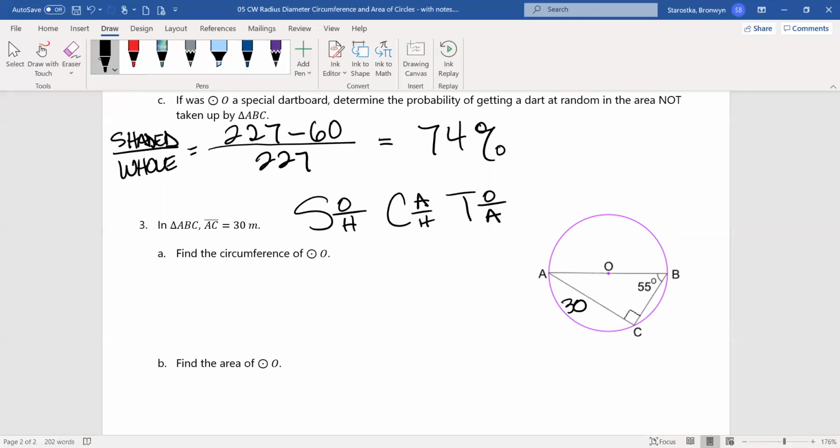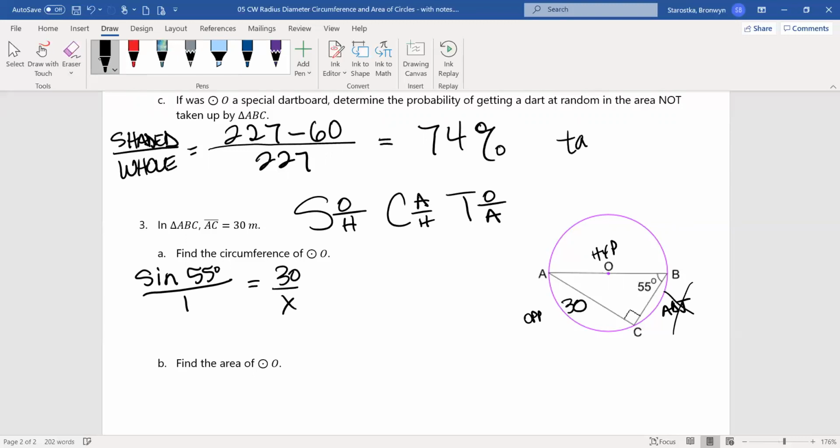So, opposite, hypotenuse, adjacent. Adjacent's not in play because we have a 30 at AC and we're looking for the hypotenuse. I'm going to cross off the adjacent. I look up there. What trig ratio is the opposite over the hypotenuse? That would be sine. So, sine of 55 degrees over 1 is going to be 30 over x.